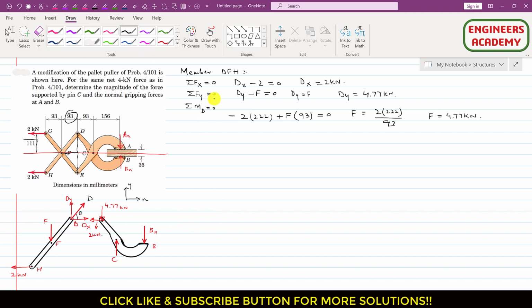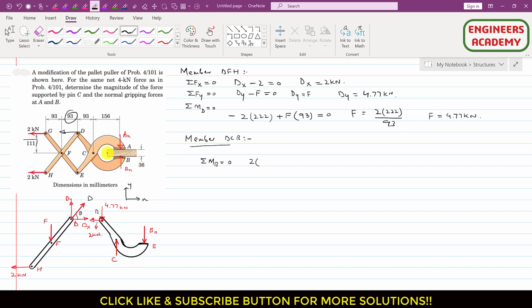So now if we consider this member, this is that member DCB, right? So I will write this is the DCB member, or we can say that lower jaw, right? So now if we apply the summation of moment about point B equals to 0, so as we can see that this 2 kilonewton force is producing the counterclockwise moment about that point B, so I will write 2, and the perpendicular distance of this 2 kilonewton force, let me draw that force here, right?